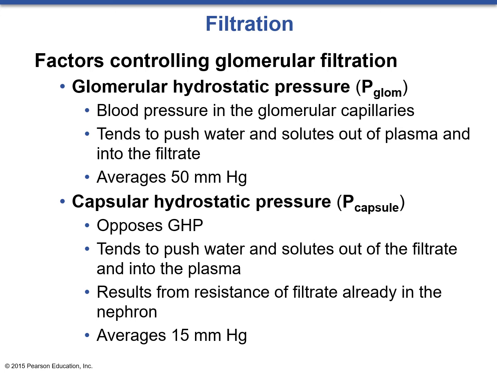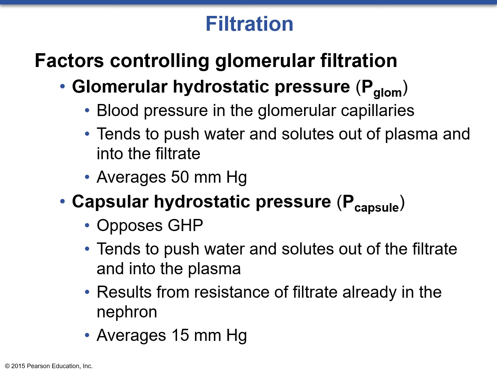We talked about the physical barriers affecting filtration, namely the fenestrated capillary epithelium, the basal lamina, and the Bowman's capsule epithelium or podocytes that affected the selectivity portion of filtration. But remember that for filtration to occur, we need to have two things. We need to have selectivity and filtration pressure. When looking at the factors that control glomerular filtration, we're looking specifically at factors that affect filtration pressure.